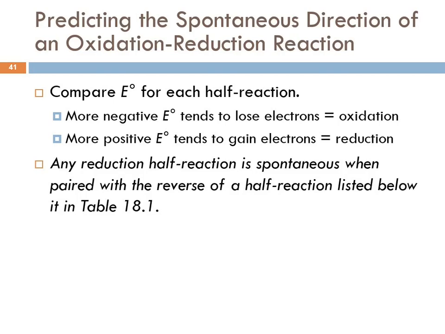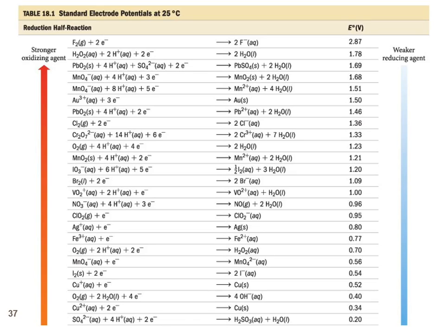Another way is any reduction half reaction will be spontaneous if it's paired with the reverse of a half reaction listed below it in the table. So let's look at that table again. Let's say we had chlorine, reduction of chlorine. That has an electrode potential of 1.36. If I pair that with the reverse of any reaction underneath, it will be spontaneous.